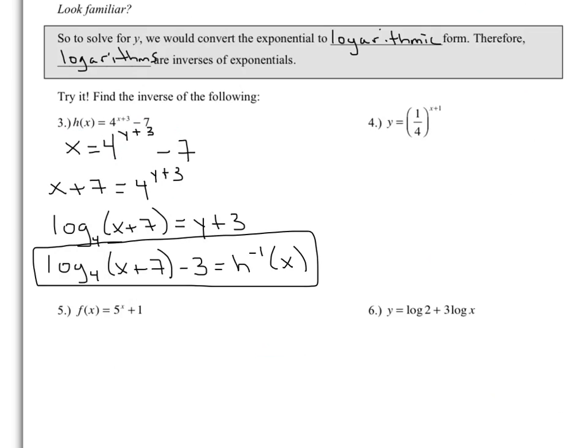So for number 4, fairly similar. Again, switching x and y. So it'll be x equals 1/4 to the y plus 1. Now this one, it's already isolated, so we have 1/4 and then our power, and there's nothing else being added or subtracted. So I'm going to rewrite it. So it'll be a log with a base of 1/4 of x, and that will equal y plus 1.